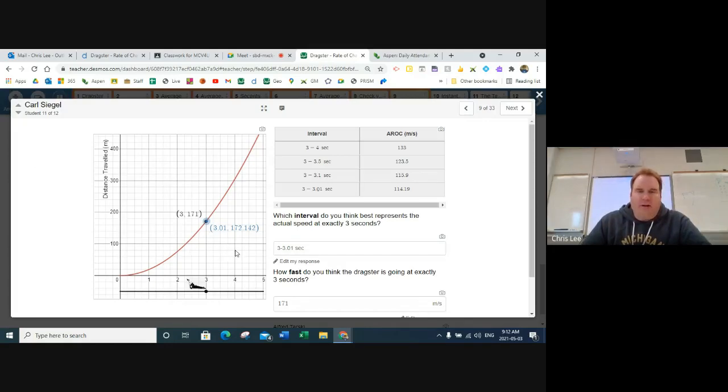Carl here has selected this option, 171. This is going to be a little bit of a heads up, and I'm glad that someone answered this because this is a common answer. We have 2 points going on here. The first one is the black point, which is actually right on the curve. Since it's on the curve, it is part of this graph, and it says that at 3 seconds, the distance traveled is 171. So the 171 is not the speed. The 171 is how far it has gone after 3 seconds. So it's gone 171 meters in 3 seconds.